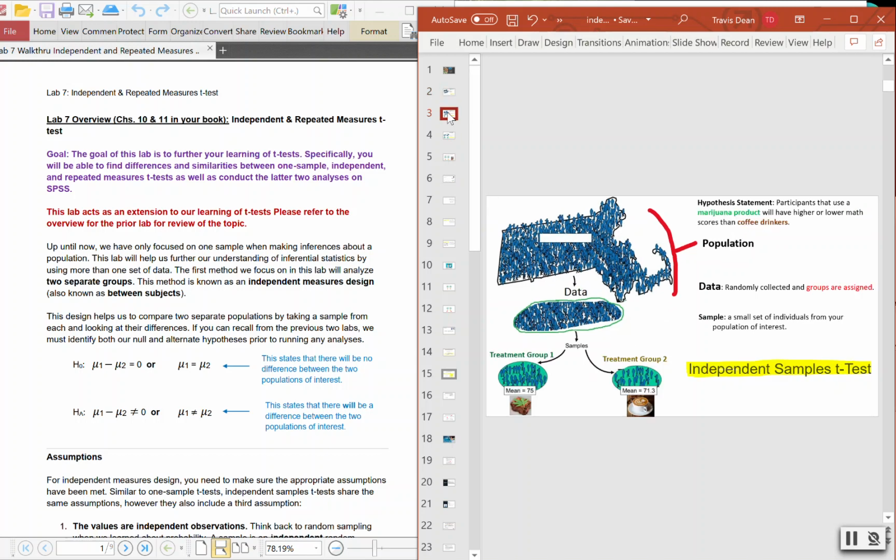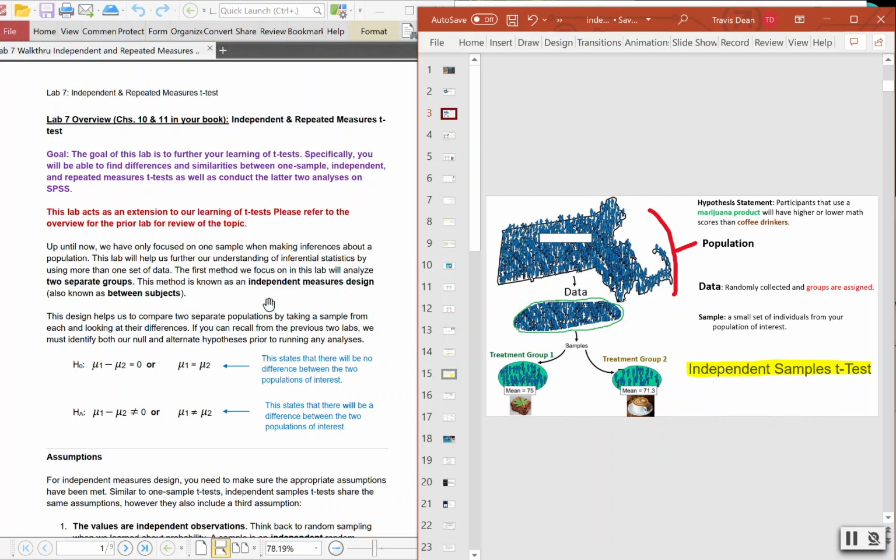Now what we're going to be doing is we're going to get our data from the population. Once we get our data from the population, we're going to split them up into two groups and then compare these two groups. So these are going to be mean differences between two samples rather than a mean difference between a population mean and a sample mean. So we're just looking at two samples instead of one, and that is the basis of the independent samples t-test.